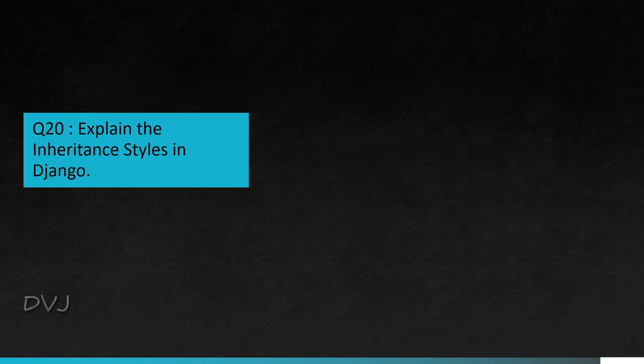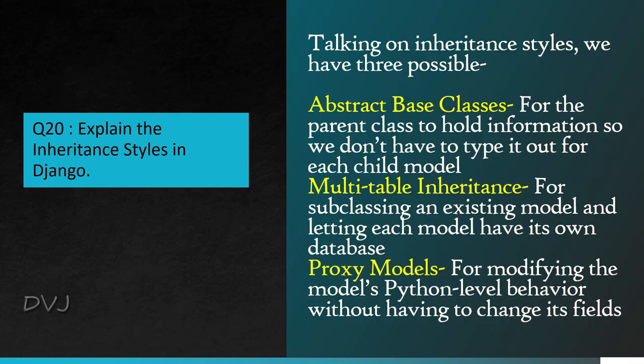Question number 20. Explain the inheritance styles in Django. Talking on inheritance styles, we have three possible. Abstract base classes for the parent class to hold information so we don't have to type it out for each child model. Multi-table inheritance for subclassing an existing model and letting each model have its own database table. Proxy models for modifying the model's Python level behavior without having to change its fields.